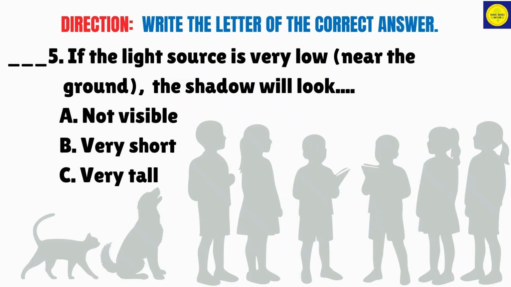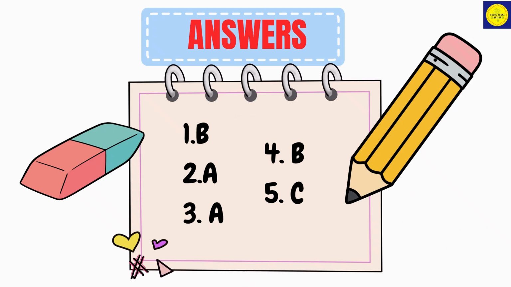5. If the light source is very low or near the ground, the shadow will look A. Not visible, B. Very short, or C. Very tall. Here are the answers. 1B, 2A, 3A, 4B, and 5C.